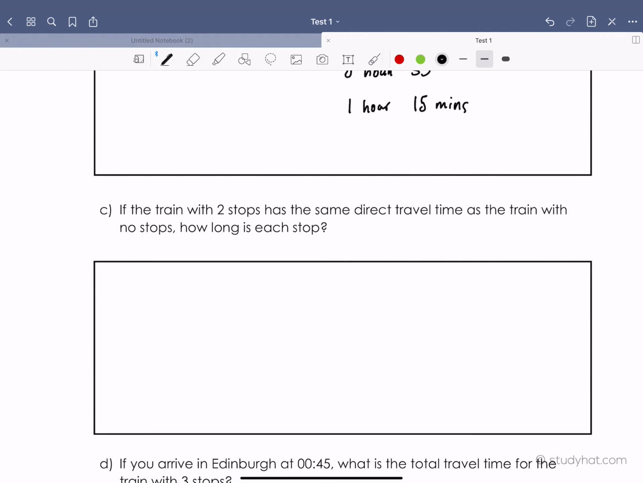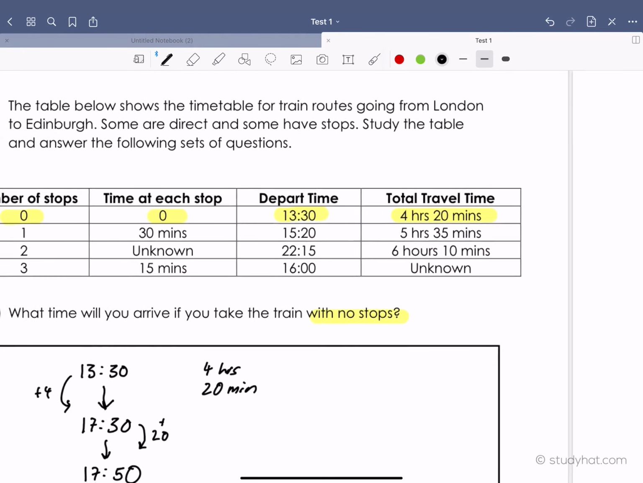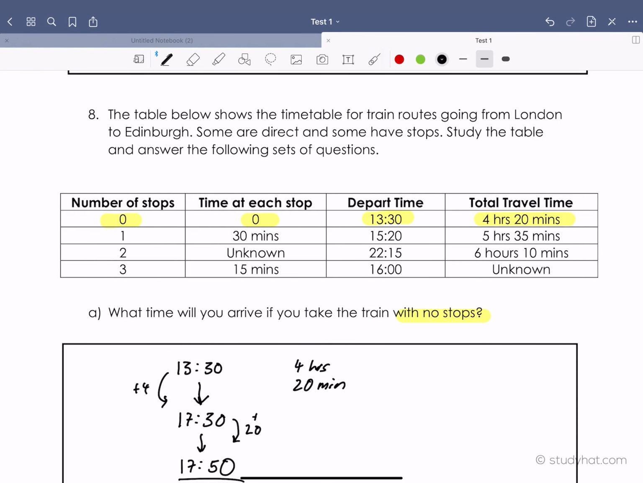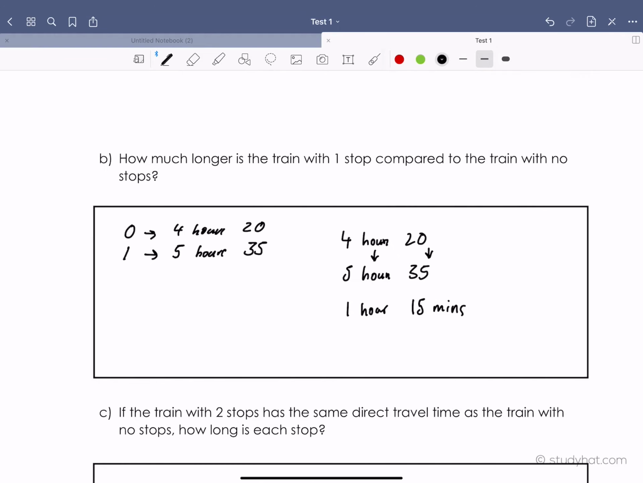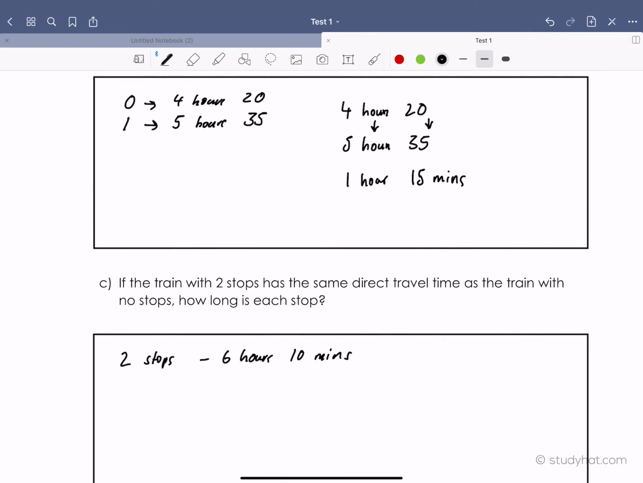If the train with 2 stops has the same direct travel time as a train with no stops, how long is each stop? Okay, let's go back to our table. The train with 2 stops takes 6 hours and 10 minutes, and has the exact same travel time as with no stops, when no stops was 4 hours and 20 minutes. So what's the difference there?